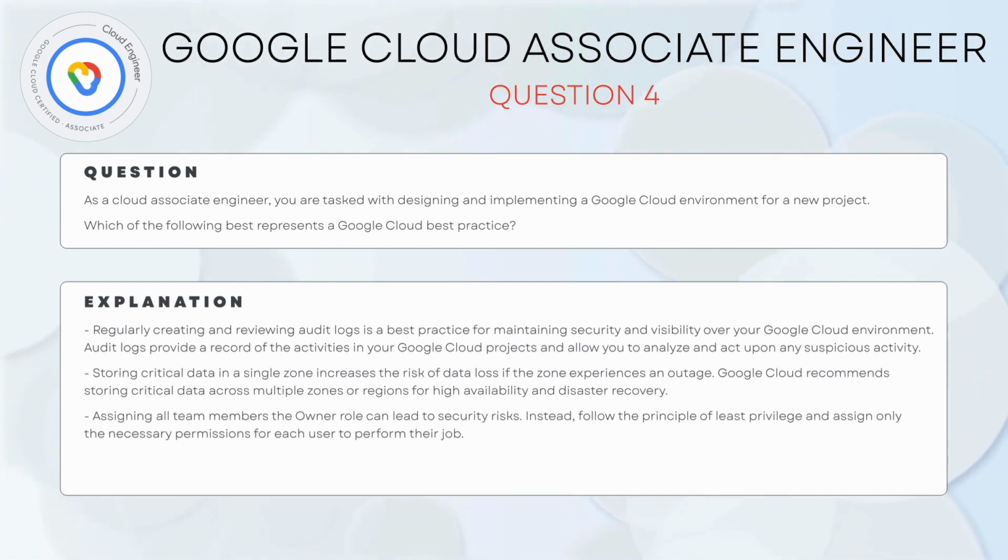Assigning all team members the owner role can lead to security risks. Instead, follow the principle of least privilege and assign only the necessary permissions for each user to perform their job.